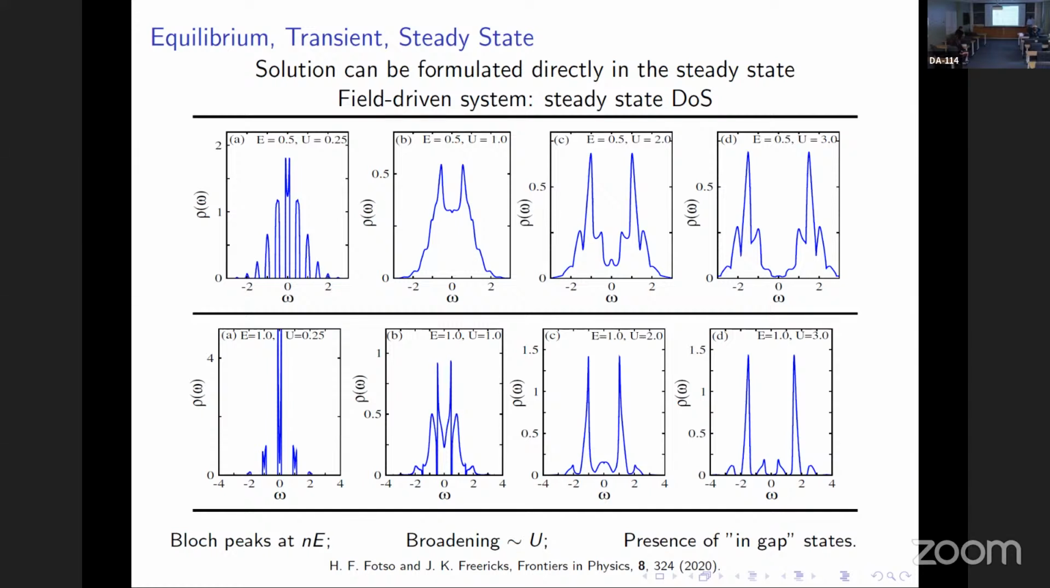May I ask how you study directly the steady state? How to introduce the electric field? You can formulate this like a Floquet driven system. Okay, got it.